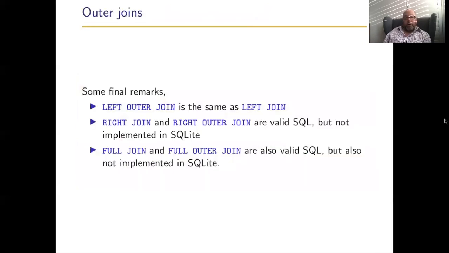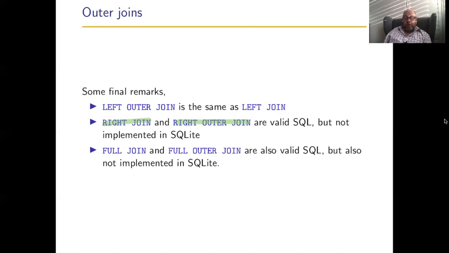Okay, a few final remarks. Left outer join is the same as left join. In SQL, you also have a right join and right outer join. What that does is, if there are any rows in the right-hand table that don't match anything in the left-hand table, then it creates a special row with the left-hand part padded out with nulls and the right-hand part coming from the right table.